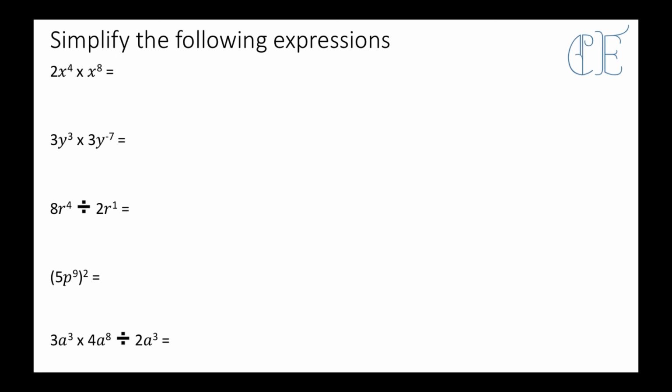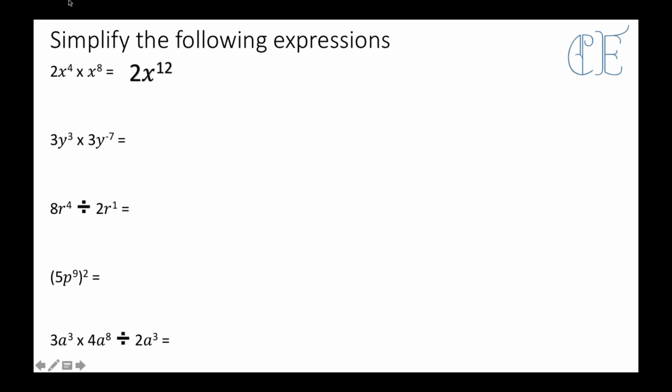Okay, if you paused the video and had a go, let's have a look at this one. We have 2 times 1, technically there's nothing there, so our number in front will be 2, and then 4 add 8, so 2x to the power of 12. Okay, 3 times 3 is 9, 3 plus minus 7. There will be a video in your course on negative numbers, because you definitely need to understand them in a lot of detail.